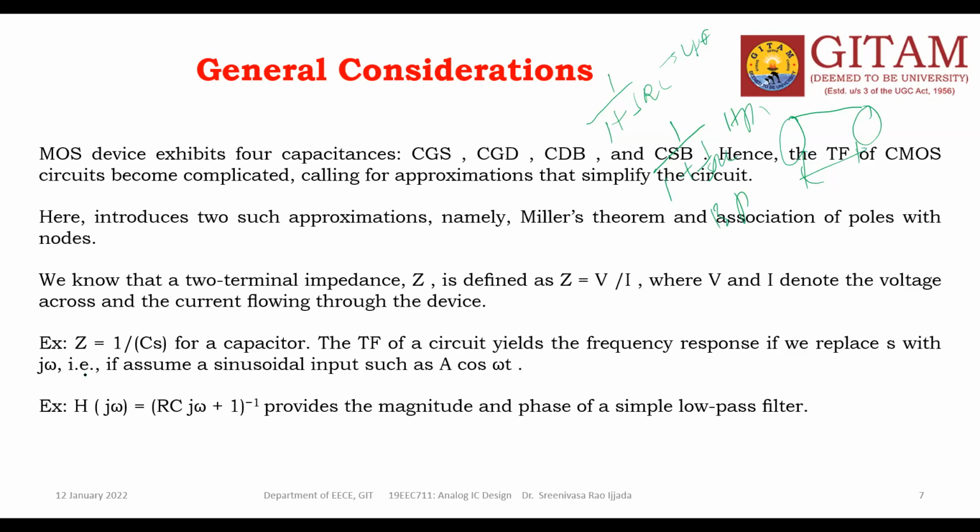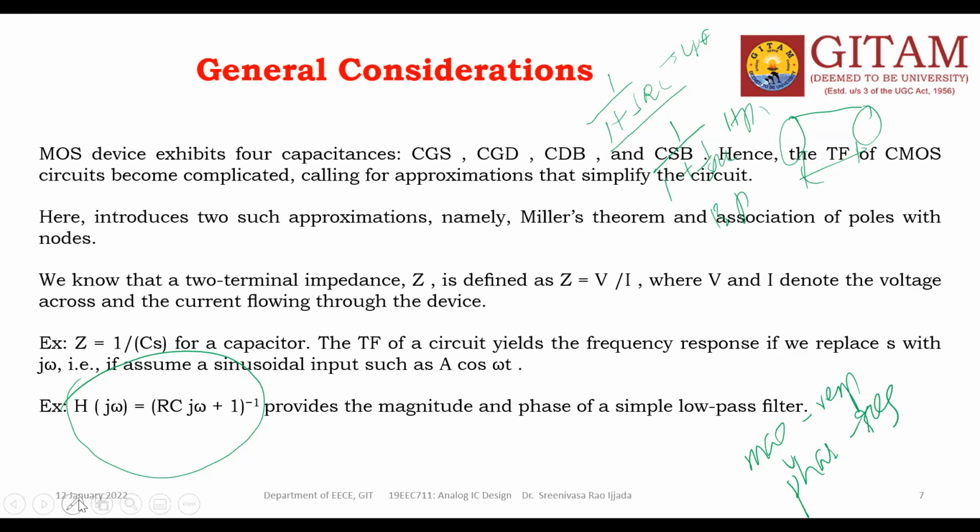So this is the low pass filter transfer function. H of S is equal to 1 by 1 plus SRC. In place of S, you can substitute j omega. Then it becomes 1 by 1 plus RC j omega. Once you know the transfer function of the circuit or the system, then you can find two things. One is the magnitude response and the other is the phase response.